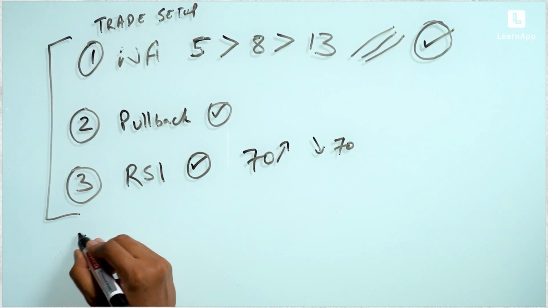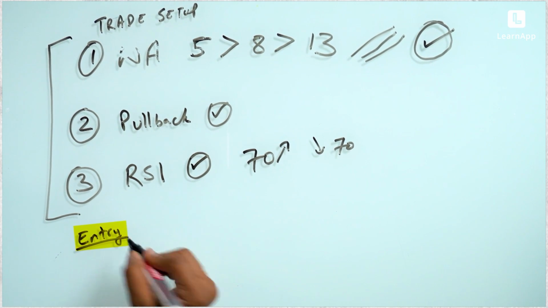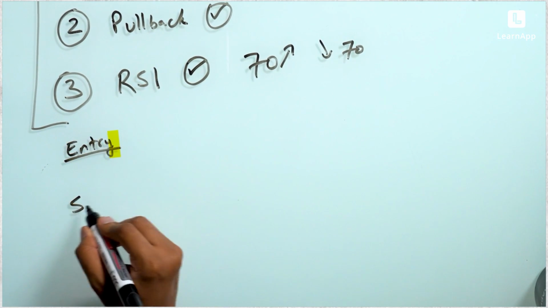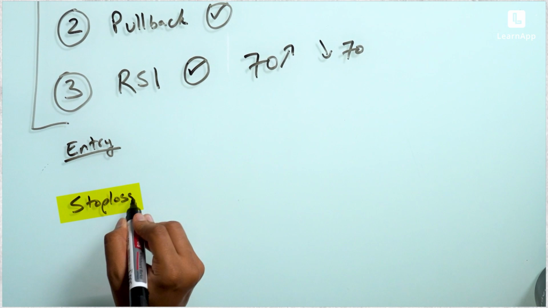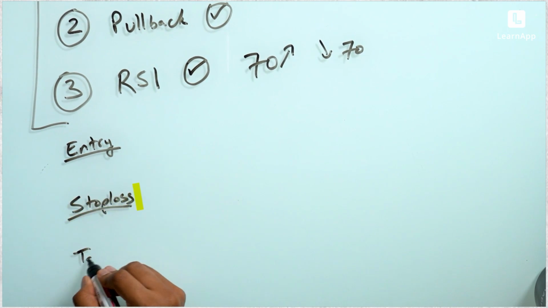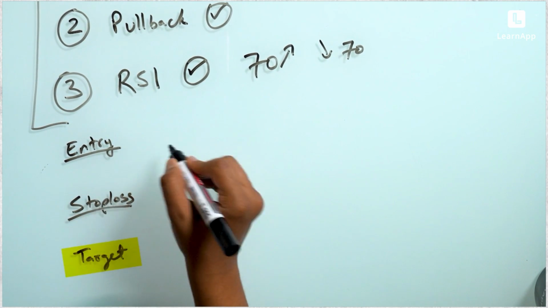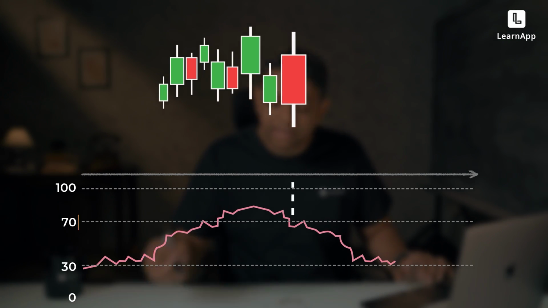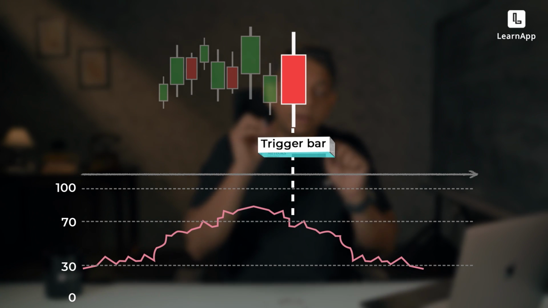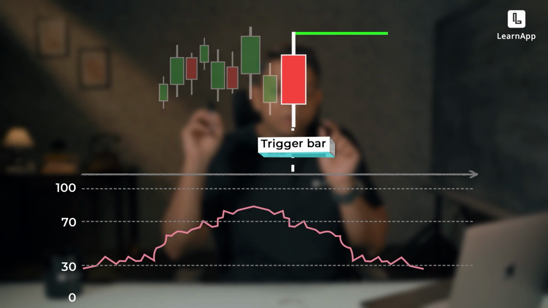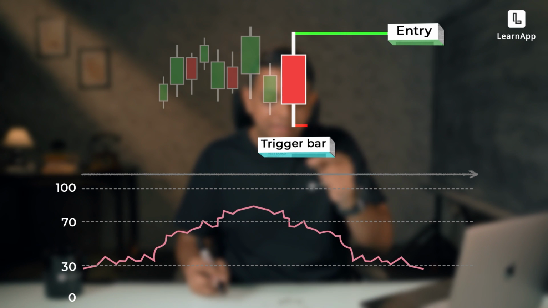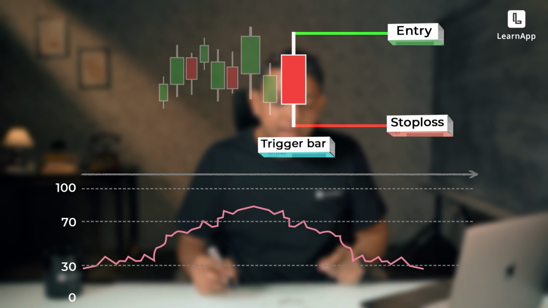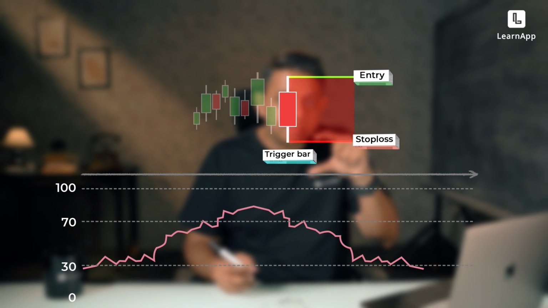Now comes your entry point. We'll discuss that. Then we'll talk about your stop loss. And finally, we'll talk about your target. So let's see what these answers are. For entry, the bar that actually went above 70 and then went below 70, that is your trigger bar. Above the high of that bar is going to be your entry. Below the low of that same bar is going to be your stop loss. And your target is going to be 2 times the risk, that is entry minus stop loss multiplied by 2.